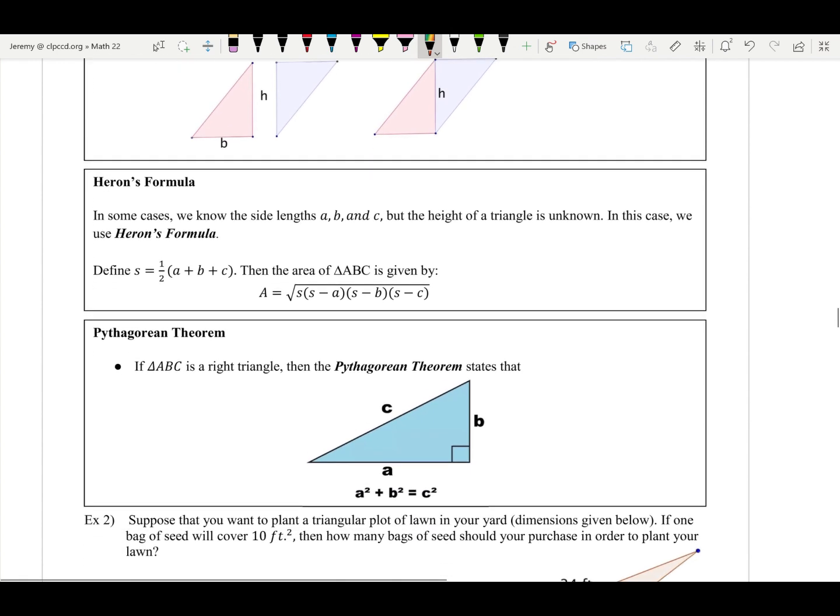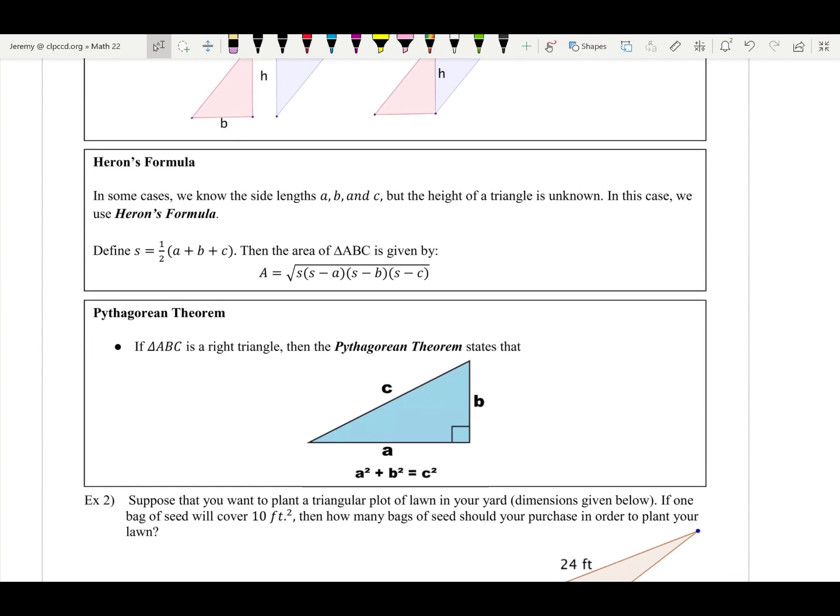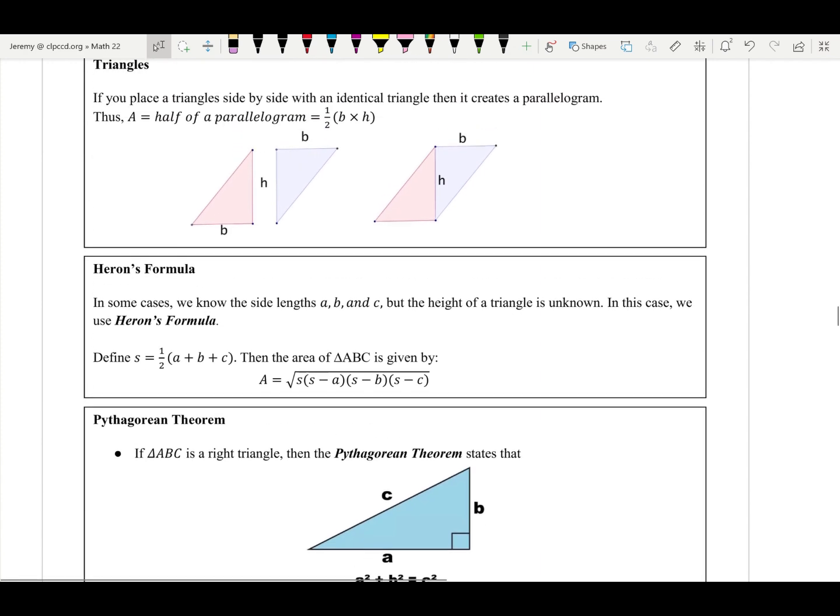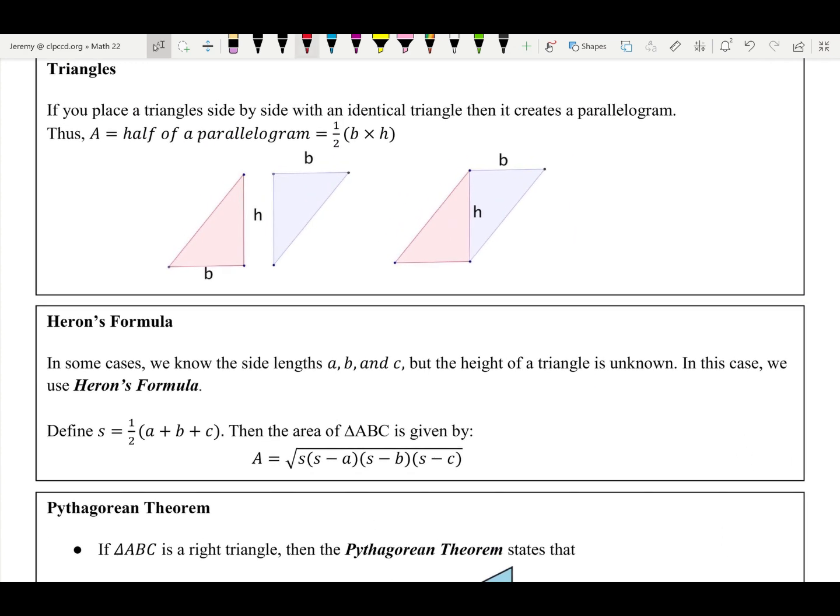Okay, and I want to sneak in a couple other formulas quickly. An alternative. So sometimes we don't have the base of a triangle, right? Because notice that in this picture, what we're looking at are right triangles.